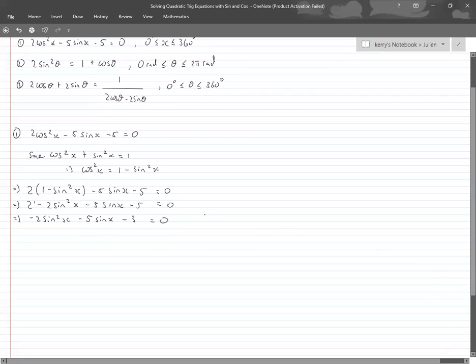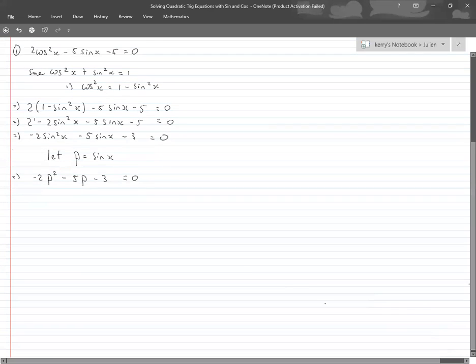Now, this looks more like one of the questions we had before because this is a quadratic trig with only sine terms in it. This is sine to the power of 2, sine x to the power of 1, and technically this is sine x to the power of 0. So just to make it easy, we could let some letter, not x, because we used an x already in the question. So let p be equal to sine x. This will give us minus 2p squared, because this is sine x all squared, minus 5p minus 3 is equal to 0.